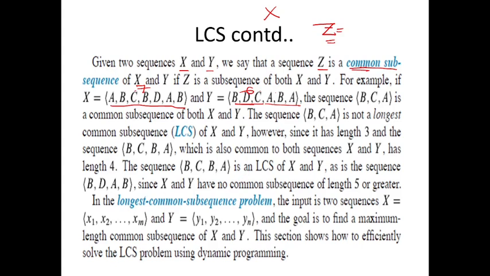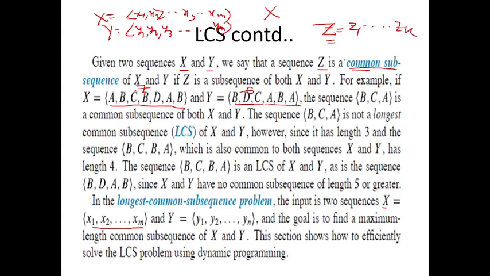In the longest common subsequence, the input is two sequences X, and let's say the length of X is m, X1, X2, X3 up to Xm, and Y is Y1, Y2, Y3 up to Yn. And this is my Z. I am assuming that Z is up to Zk. I am going to develop a recursive equation, then only I can solve it, and that too in tabular format, and everything has to be taken care of. The goal is to find the maximum length common subsequence of X and Y.